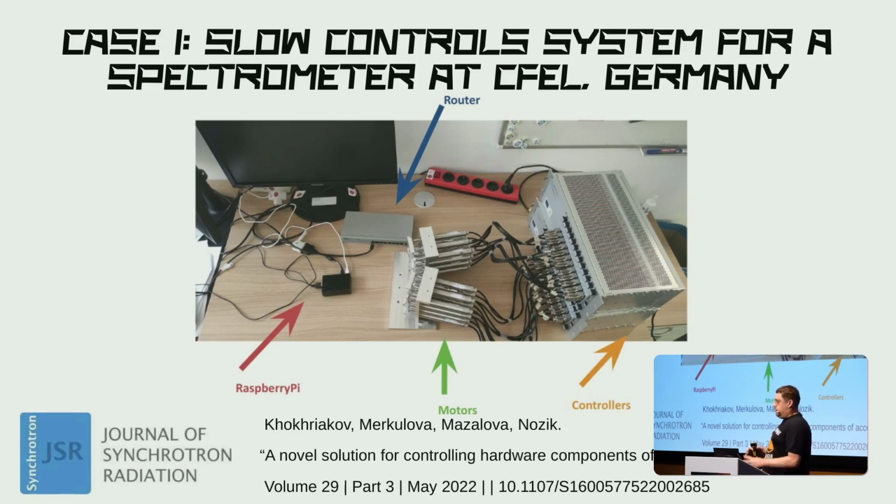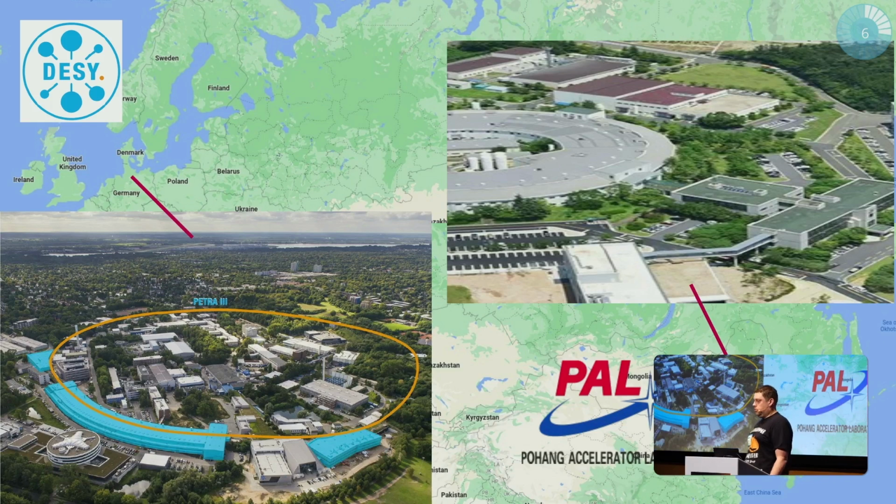Here we see this hardware disassembled. Normally it's in a crate. So we have controllers, motors, a router connected to the outside world, and a Raspberry Pi. It's all in a crate, and you can then move it from one beamline to another, and even across the world.